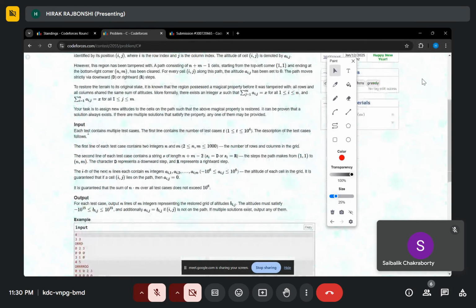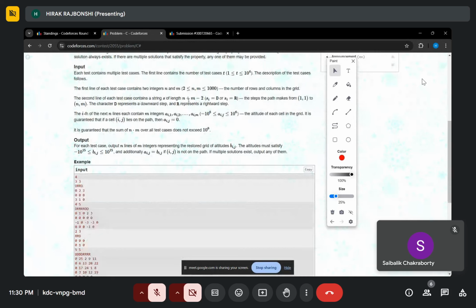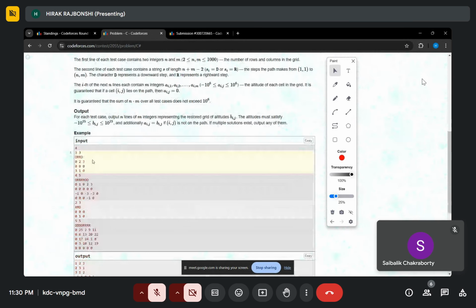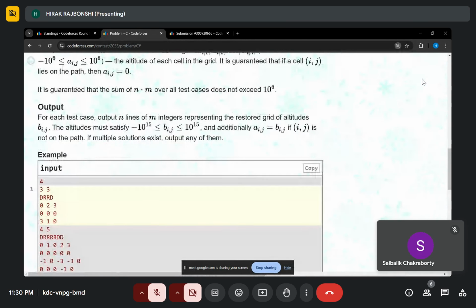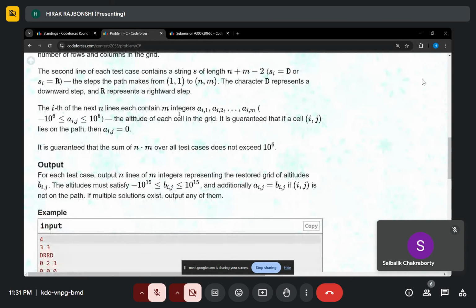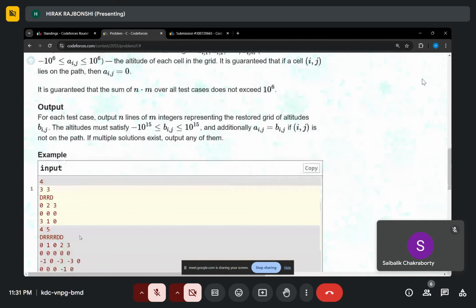The input is like this: the first line gives two numbers n and m, the number of rows and columns of the grid. Then there is a string which gives us the direction of the path. For example, in this case, it is D R R D, which means down, right, right, down. And next, there is a matrix of n by m, which gives us the height of every mountain, and the heights are 0 for the mountains under this path.